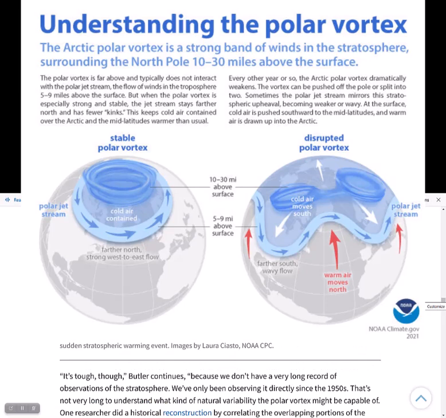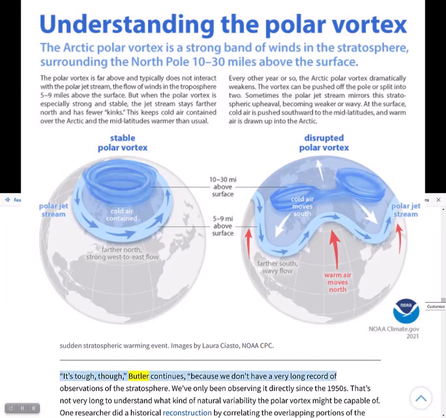The disruption of the Arctic polar vortex in January 2021. Globes show 10 millibar geopotential heights, an indicator of air pressure, for, left, December 26, 2020, as the polar vortex began to weaken; middle, January 5, 2021, when the stratospheric winds reversed sign; and, right, January 15, 2021, during the sudden stratospheric warming event. Images by Laura Ciasto, NOAA CPC.